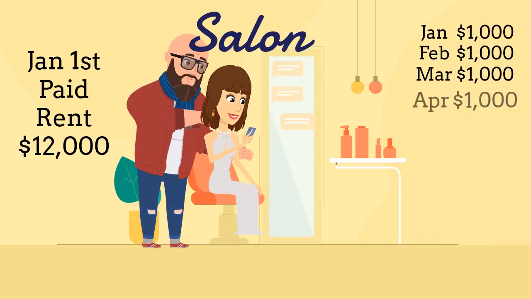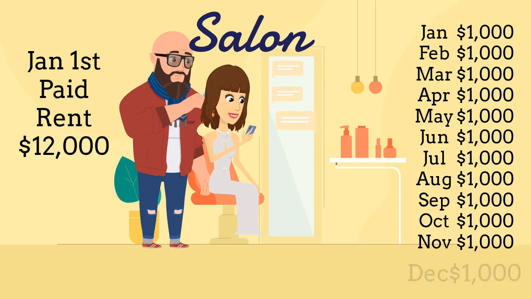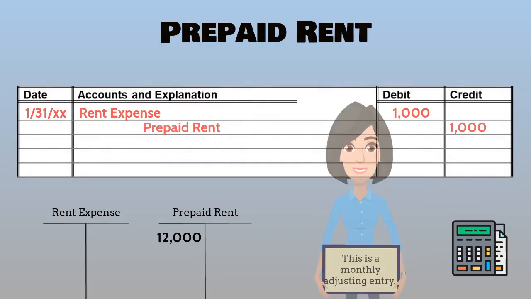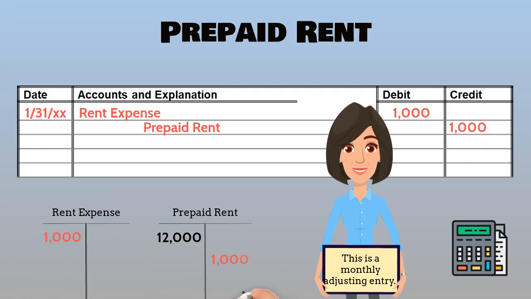That $12,000 of prepaid rent covers the whole year though, so how does he spread that rent over the year? Well, we do it with an adjusting entry, which we do at the end of every month to show that we used $1,000 of that prepaid rent until it is all used up by December 31st. The monthly entry is a debit to rent expense and a credit to prepaid rent.